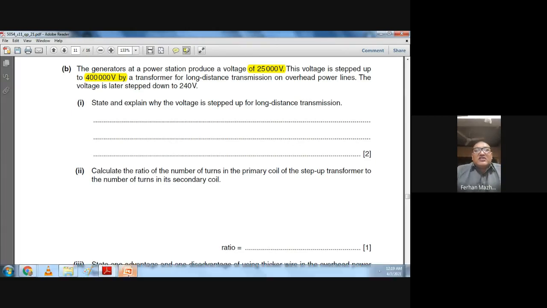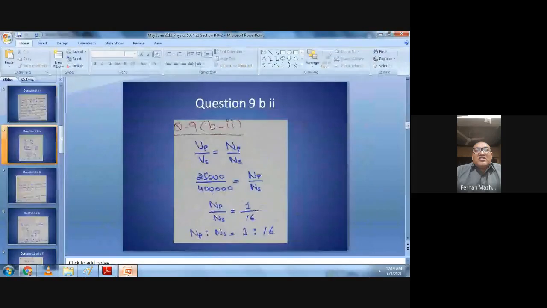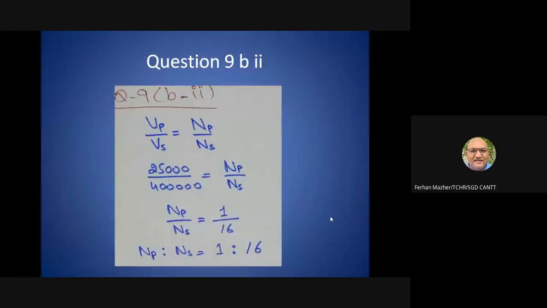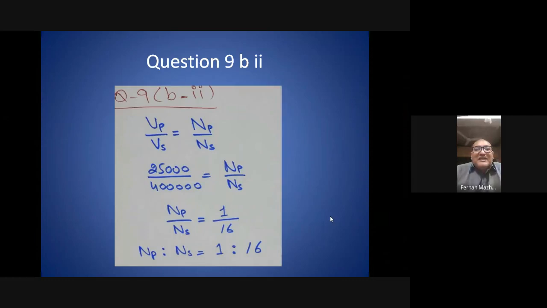So let me show you. I've done this on paper, and the formula is very simple. Never forget this formula: the voltage in the primary divided by the voltage in the secondary equals the number of turns in the primary divided by the number of turns in the secondary. The voltage in the primary is 25,000 and the voltage in the secondary is 400,000, equals Np by Ns.